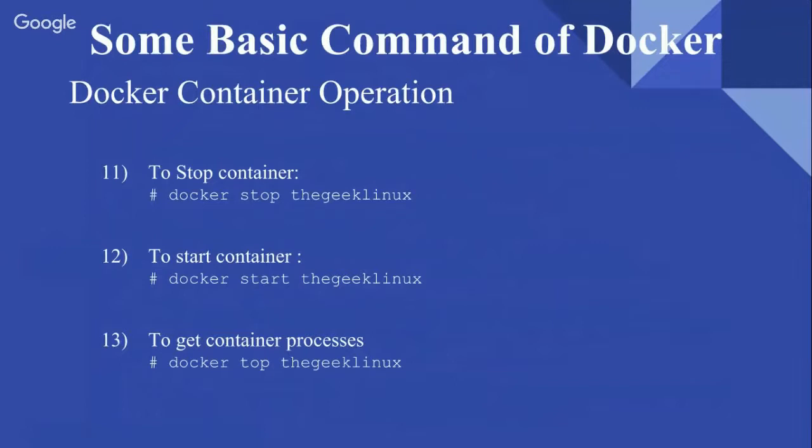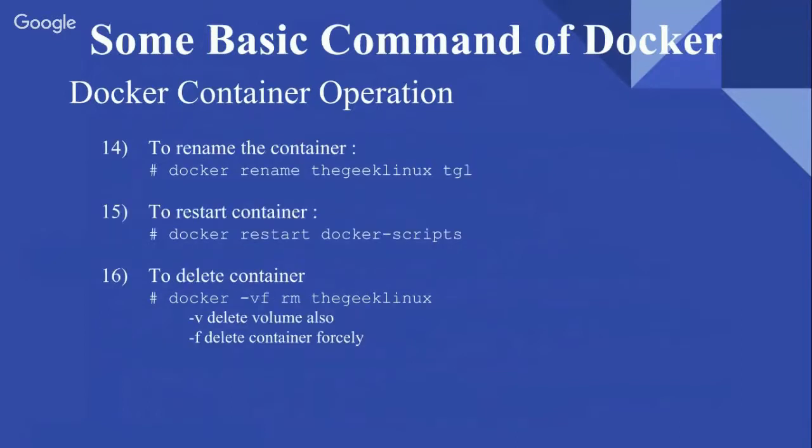To get container processes, like how many processes are running in the container, we can get it like that. Same as whatever we use in the linux top command, it is already included in docker top the git linux. And to rename the container, if I want to rename my container to some other name, it will be like docker rename the git linux tgl. To restart the container, docker restart. If I want to delete this container, it's docker rm hyphen vf the git linux. So hyphen v will delete the volume, and hyphen f deletes the container forcefully.